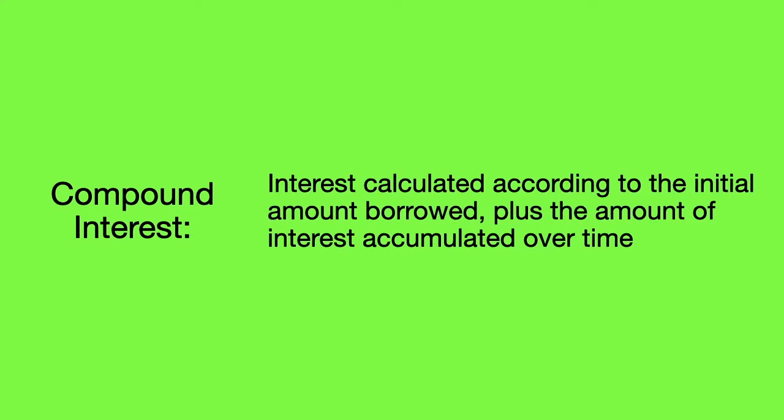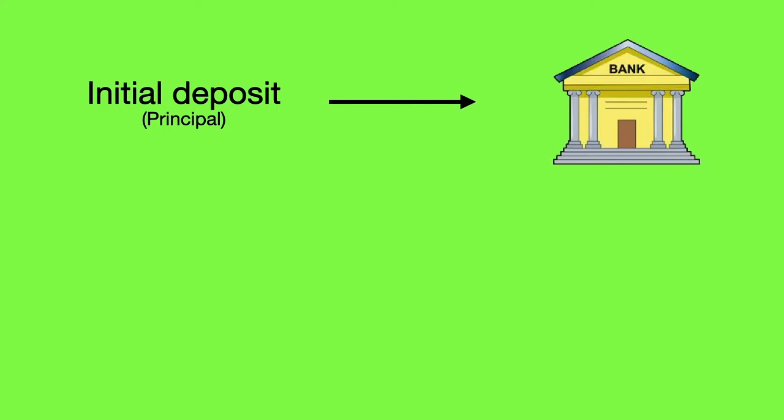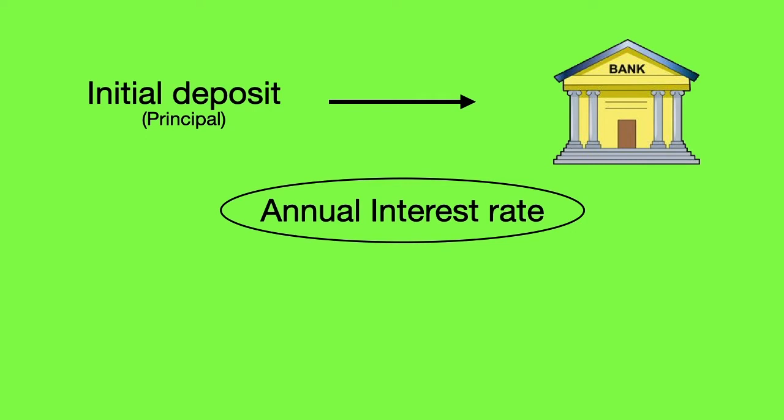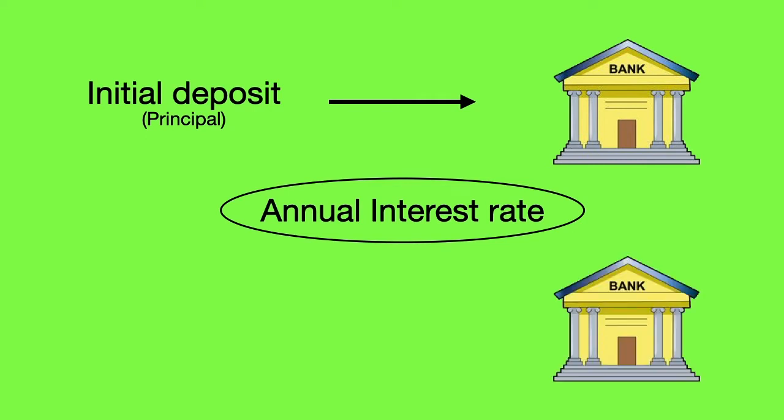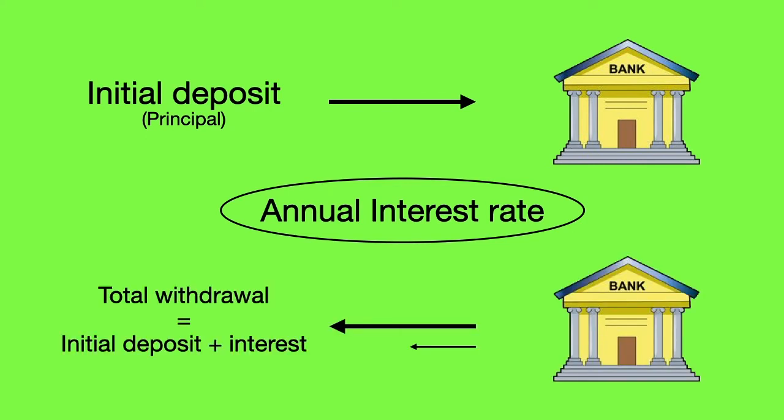Now, compound interest is slightly different. This is interest calculated according to the initial amount borrowed plus the amount of interest accumulated over time. So let's illustrate that by saying, we've got the initial deposit, which is also known as the principal. That goes into the bank. Let's say you've got an annual interest rate. Then at the end of the first year, the bank is going to owe you the total deposit that you put in the first place plus the interest.